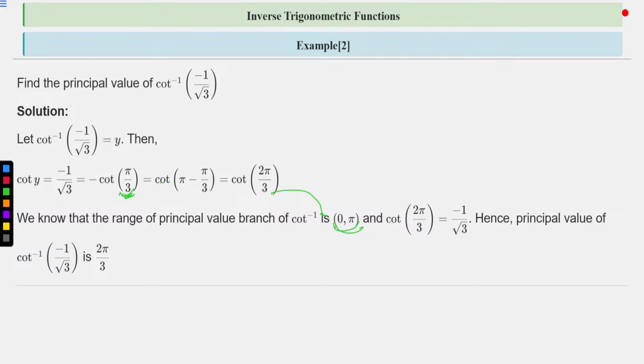We know that the range of principal value branch of cot inverse is 0 to pi, and cot 2 pi by 3 is basically minus 1 by root 3. Hence the principal value of cot inverse minus 1 by root 3 is 2 pi by 3. Clear? So 2 pi by 3 will be the right answer. All understood? Hope you understood.